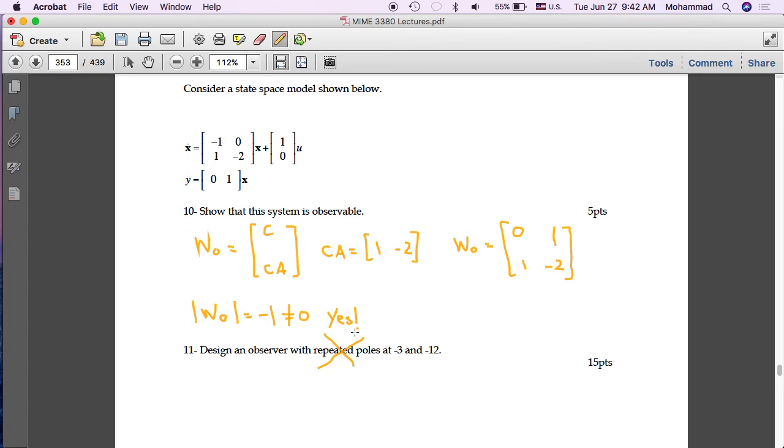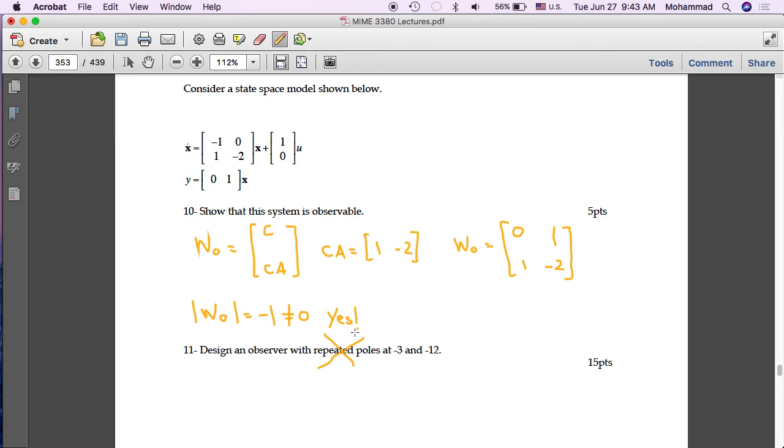So what we need to do is calculate C times A. C is 0, 1, so column 1 becomes 1, column 2 becomes -2. Assemble the observability matrix: C, which is 0, 1, goes in row 1, and CA, which is 1, -2, goes in row 2. Then we calculate the determinant. The determinant is -1, which is non-zero, so the system is observable. Did you get the same thing? If not, let me know and I'll correct my calculation, or if something is not quite clear, let me know and I'll explain before moving to the next step.